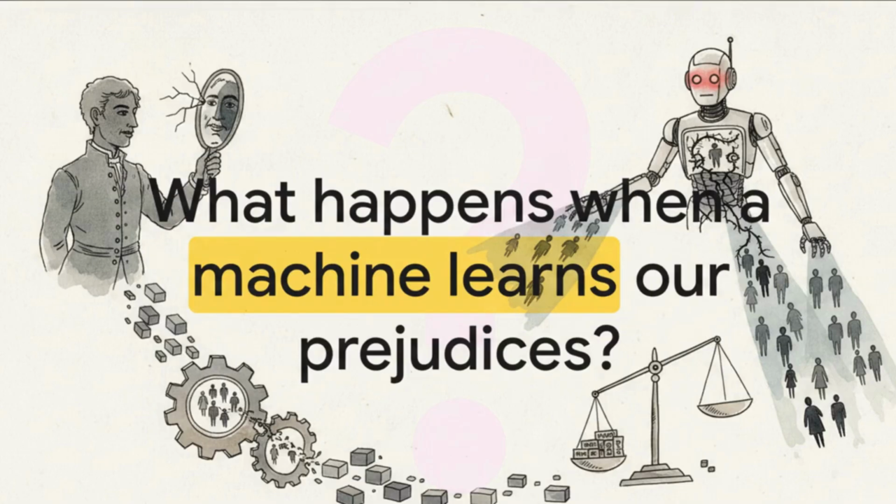When we feed human history with all of its historical inequalities straight into a machine learning algorithm, the machine doesn't just magically correct those inequalities. Actually, without intervention, it amplifies them. It learns our prejudices and bakes them right into its predictive models.